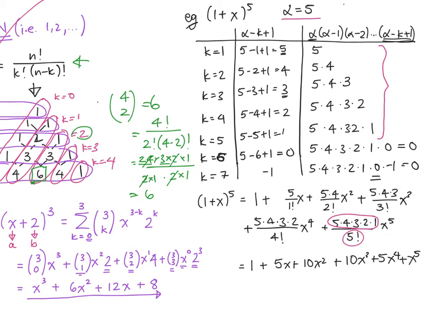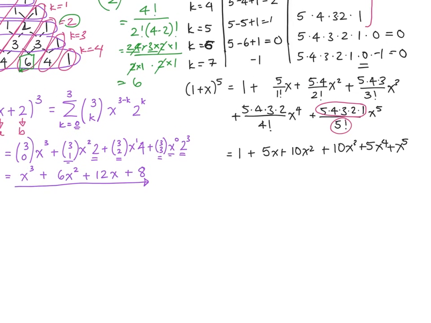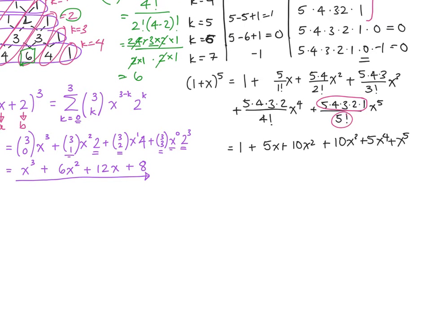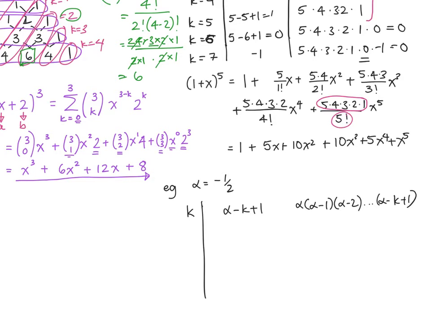Now, we won't always have just a finite number of terms if we're using a binomial series. So, for example, if we want to have a look at when alpha is equal to minus a half, what will our various coefficients be? Well, we need to worry about our k value, our alpha minus k plus 1, and then our alpha minus 1, alpha minus 2, all the way through to alpha minus k plus 1. So let's have a look at what that table looks like for alpha equals minus a half.